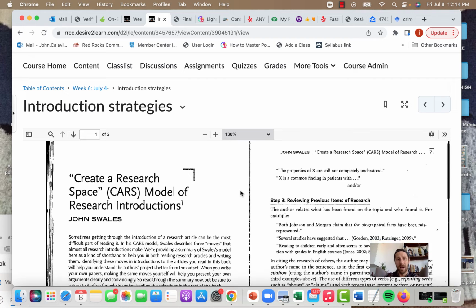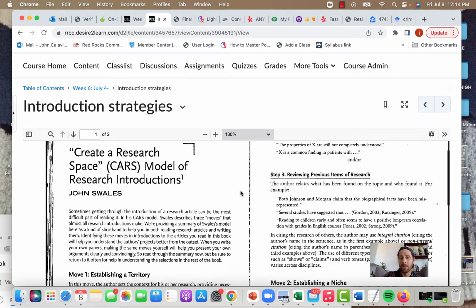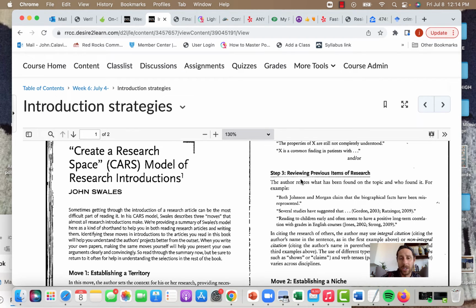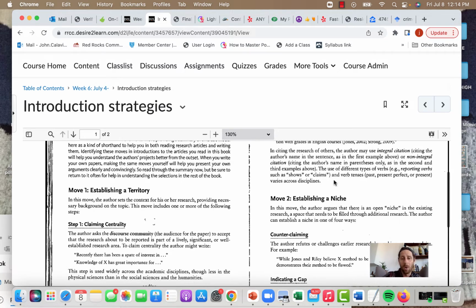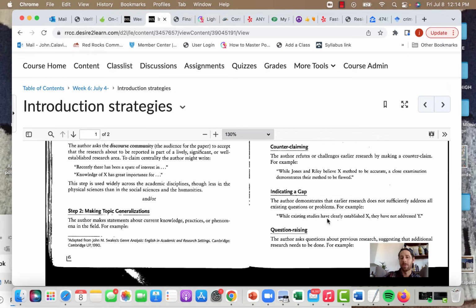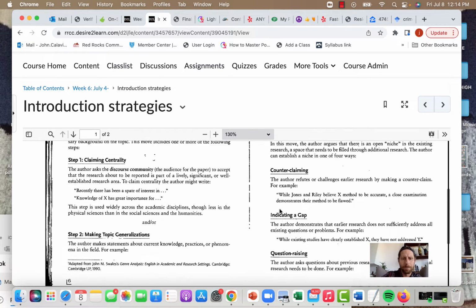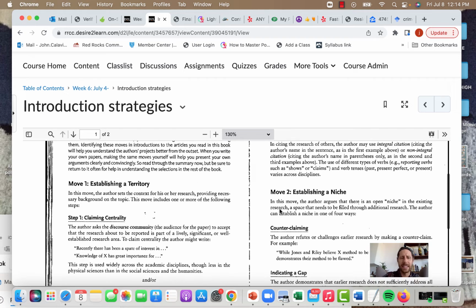I've read a lot of scientists who start by reviewing previous items of research. That's right, number 3, if you want to use number 3, or indicating a gap, right? A microbiologist or an ecologist would be like, okay, this is what previous scientists have said. They've missed this one thing, and we're going to fill in a gap. We're going to fill that gap in with this new report that we're publishing. So use one of these techniques.